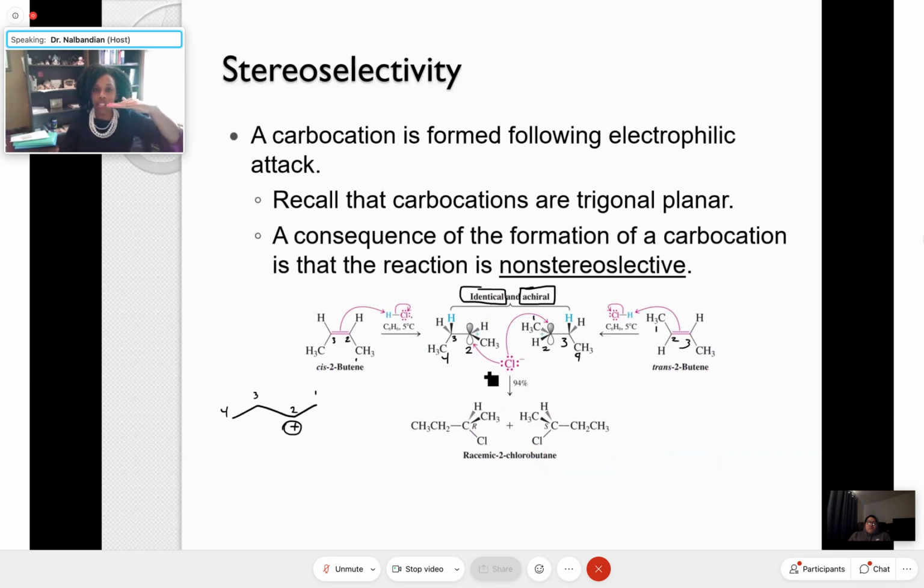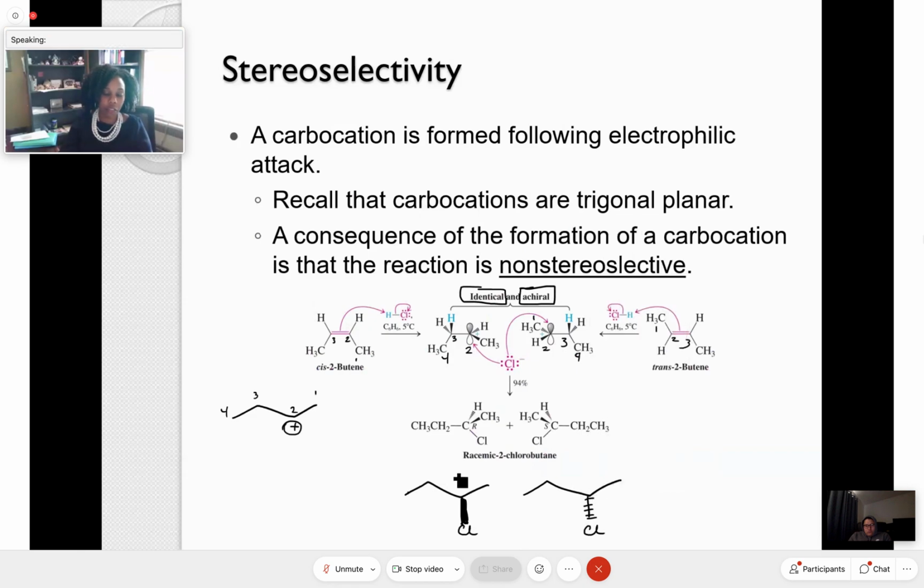So remember, the carbocation is trigonal planar. Perpendicular to that plane, we have an empty p orbital, and that empty p orbital perpendicular to the plane of the trigonal planar carbon 2, we can attack from the top or the bottom. So if we attack from the top or the bottom, or we can say front or back, we're going to end up with these two products. So one of the products will have a wedge for that bond, and the other product will have a dash for that bond.